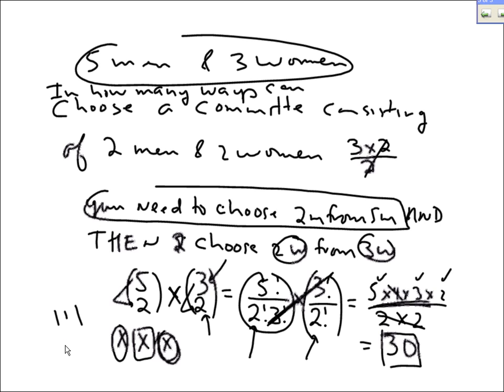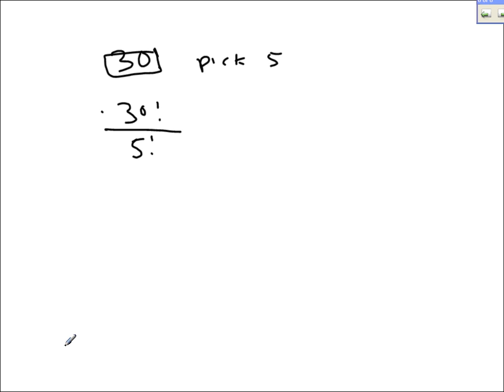Let's talk a little bit about the lottery. I think that there are 30 numbers? I'm probably wrong. There are 30 numbers, and you want to pick 5 of them. The order doesn't matter. So, I didn't mean to write 30 factorial. It's 30 factorial divided by 5 factorial. It's going to be a very big number.